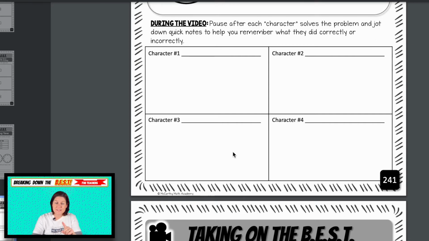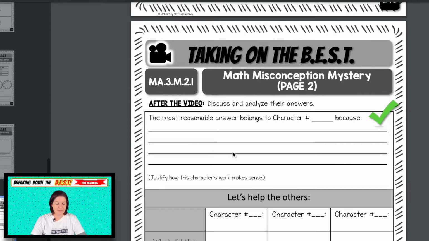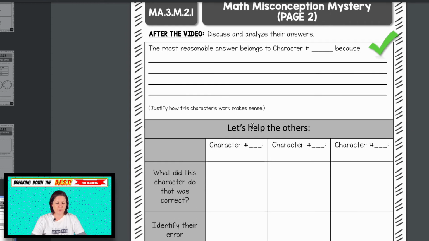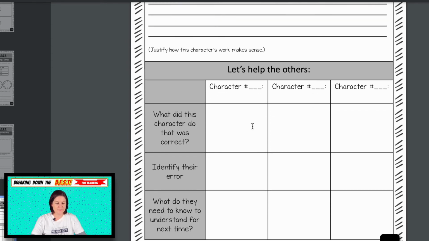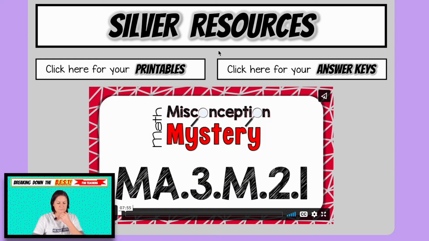So students have to listen, they have to be paying attention, they have to justify their answers and figure out what the characters did that was correct, what the characters did that was not right, and then they complete this detective report answering the questions. Okay? Of course, you've got your answer keys right here.